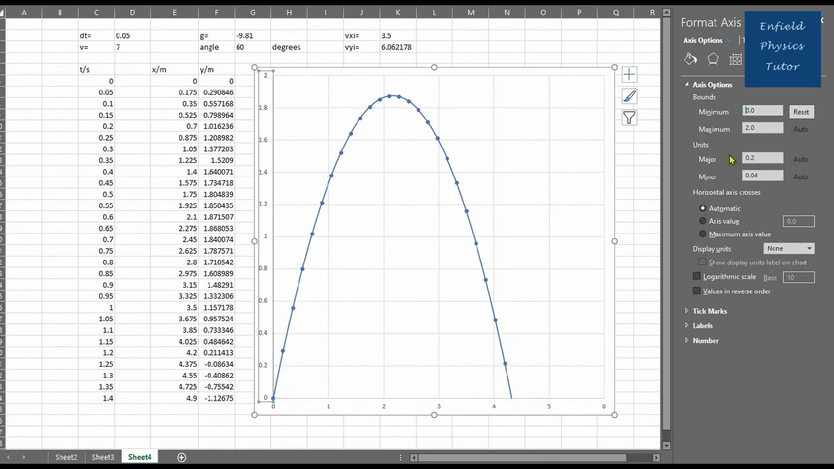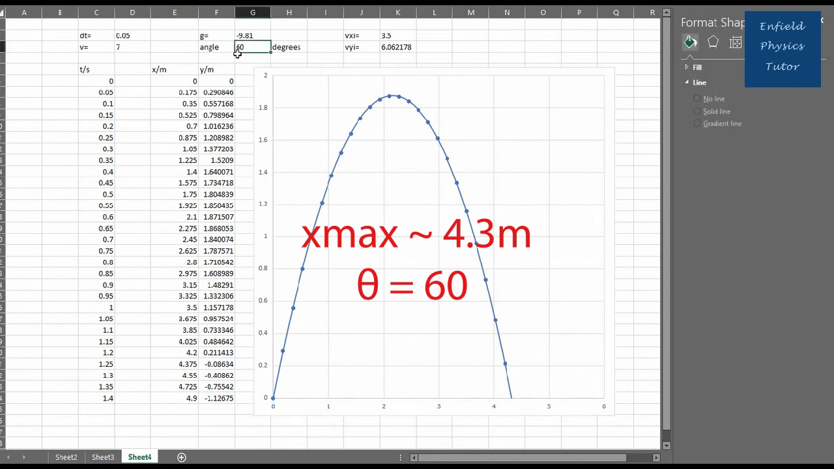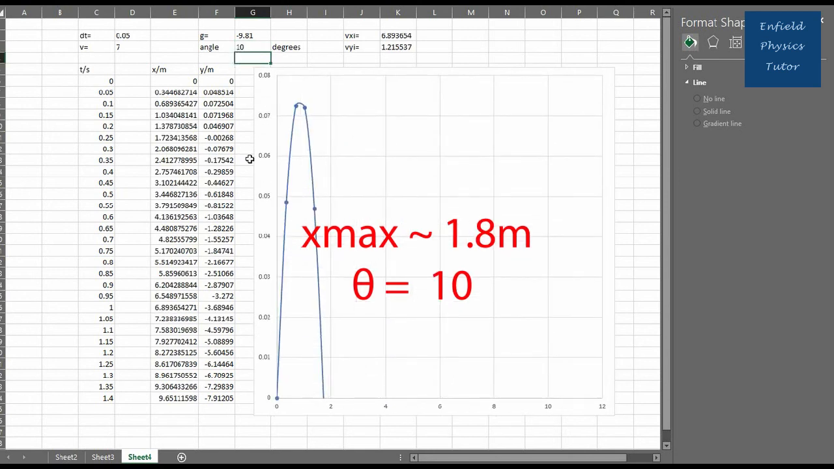We'll start off our little investigation then by setting the angle to 60 degrees. And you can see the ball travels in the parabola, as you know, hits the floor at around about 4.3. Now let's change the angle. This time we have an angle of 10 degrees, and you can see that the ball is hitting the ground much sooner, this time only about 1.8 meters.